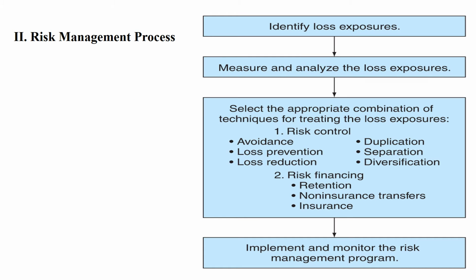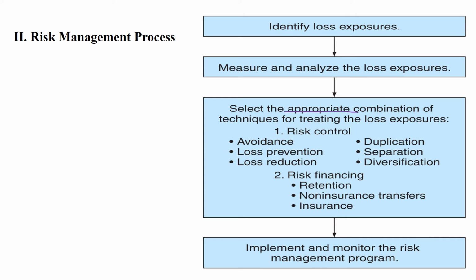And how to do risk management? The risk management process contains 4 steps. The first step, identify loss exposures. You need to know what is your possible loss. And the second step, once we identify these loss exposures, we need to measure and analyze the loss exposures. After analyzing these loss exposures, we need to select the appropriate methods, appropriate techniques to treat these loss exposures.